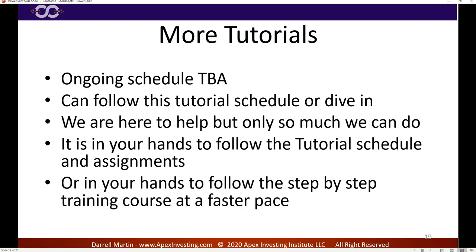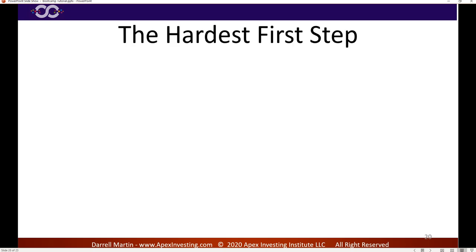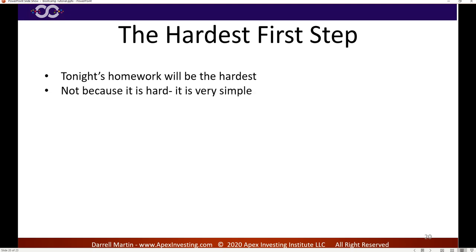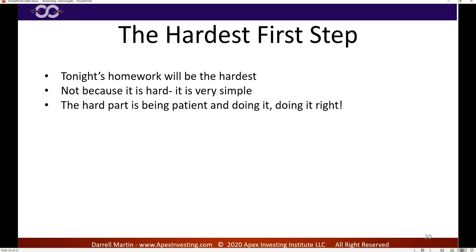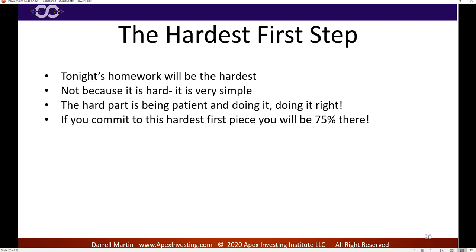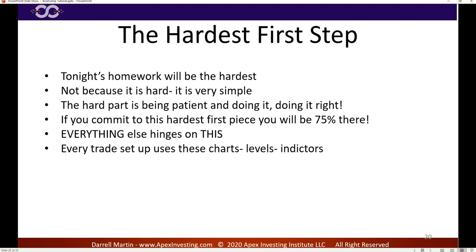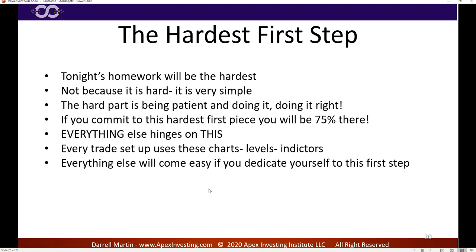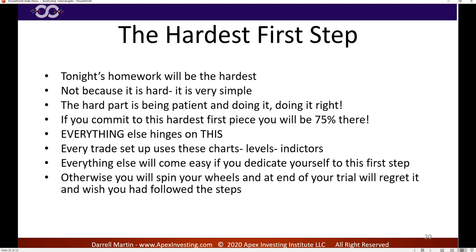Like I said, if you want to go at a faster pace, the videos are there. But the hardest first step, tonight's homework, will be the hardest. Not because it's hard. It's actually very simple to go through and set up Ninja and get your chart and understand your chart. It's hard because it's not fun. The hard part is being patient and just digging in and doing it and watching the videos and understanding those charts. But if you do it and you grasp that, you're already 75% there. Everything else hinges on understanding these charts and this tool you have, and the levels and the indicators. Everything else will come easy as we go through these trade setups if you dedicate yourself to these first steps.